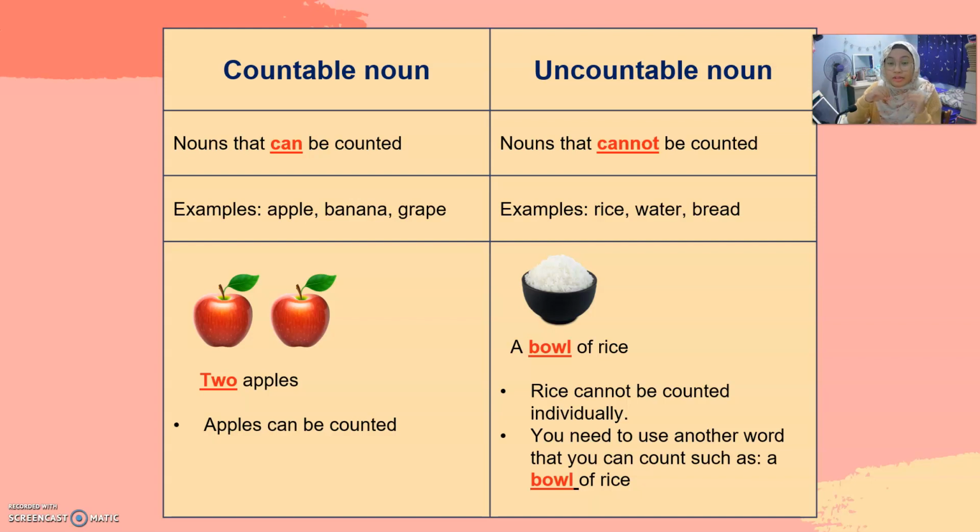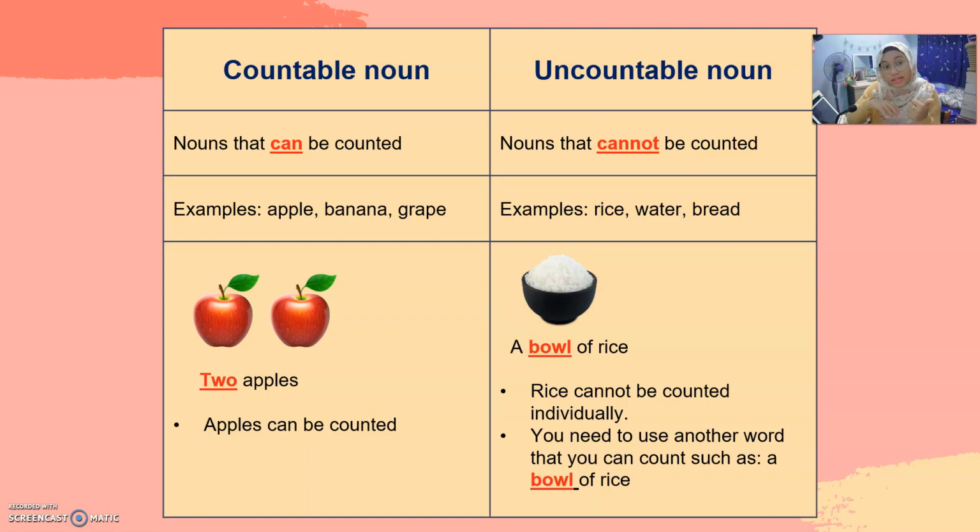So for countable nouns, there are apples, bananas, and grapes. Look at this box down here, the bottom left, the 2 apples. There are 2 apples, and we can say that because we can count them, right? 1 apple, 2 apples. So that's why apples are countable nouns, because you can count those apples. Now, let's go to the next box.